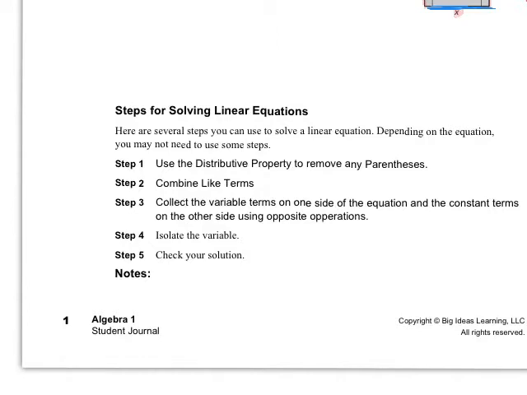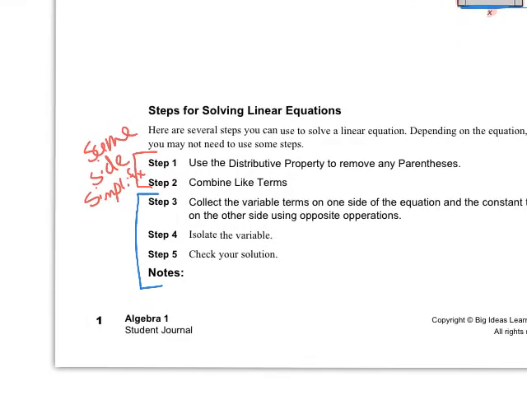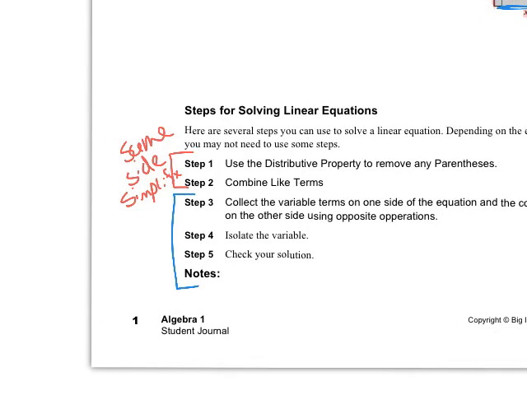Those 2 steps are what we referred to last time as same side simplify, because those are the two steps where we're doing stuff on the same sides. Once we get done with those two, then we move on to solving. So we collect the variables to one side, we collect the numbers to the other side. That's all of my opposite operation stuff.